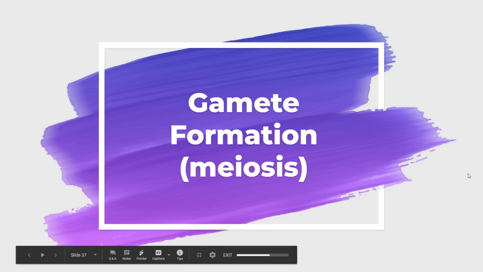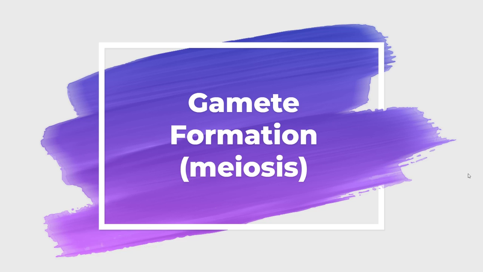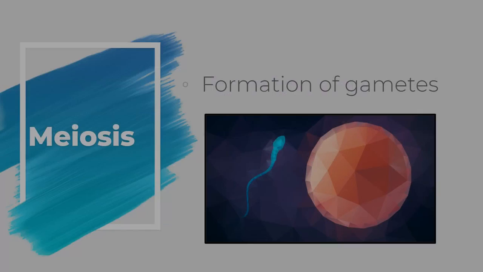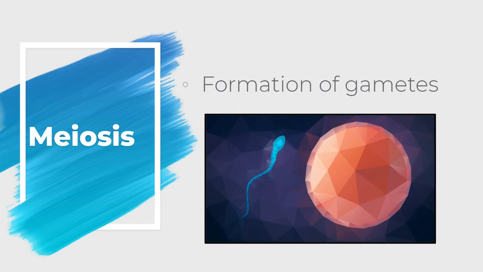All right, this video is going to cover gamete formation, otherwise known as meiosis. They look a lot alike and they sound a lot alike, but they are very, very different. I'm talking about mitosis and meiosis, if you didn't get that, sorry. Meiosis is the formation of gametes. So that means that this is how in females we create eggs and in males how you create sperm.